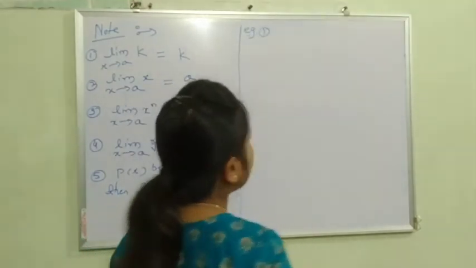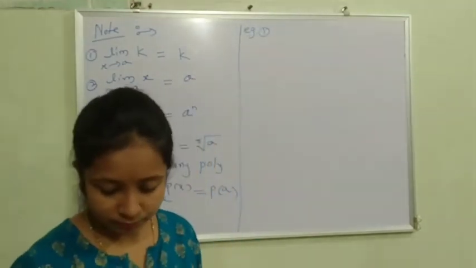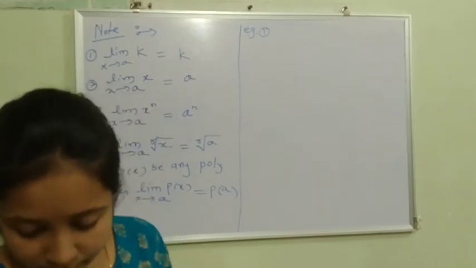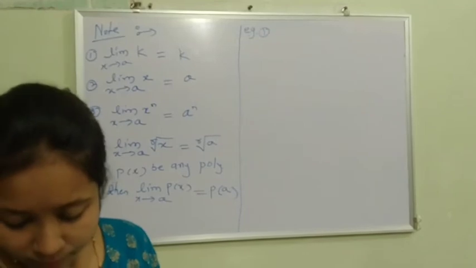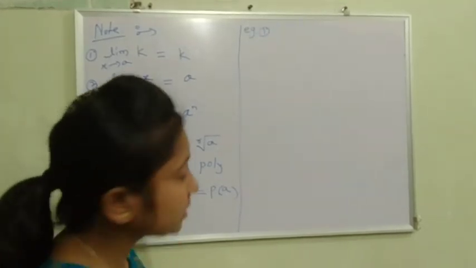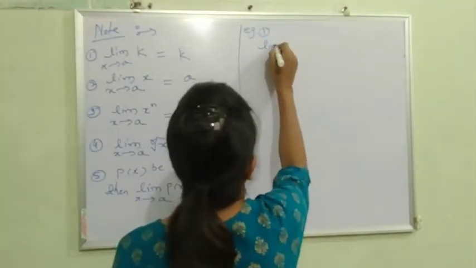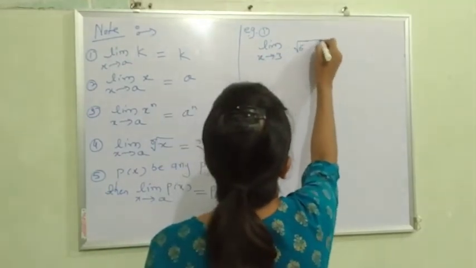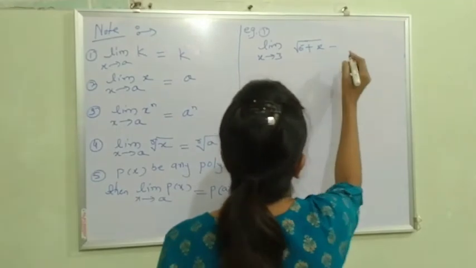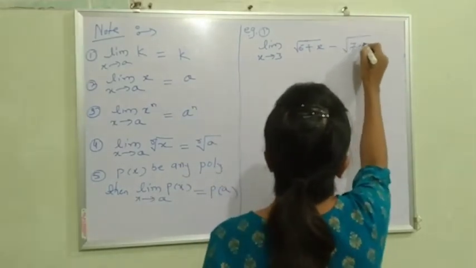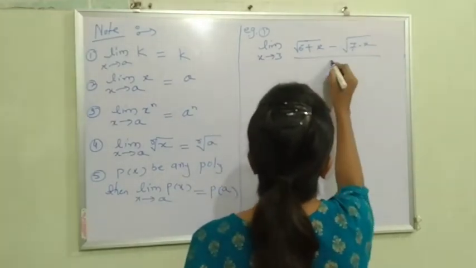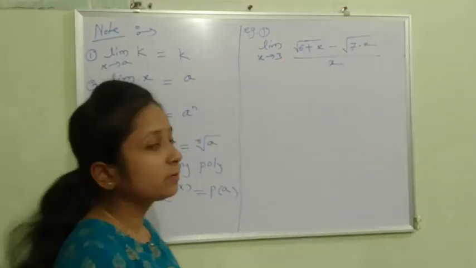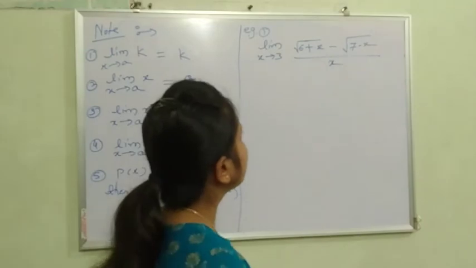Let us go with the first example, number 1. Find the limit as x tends to 3 of the square root of 6 plus x minus the square root of 7 minus x, divided by x.